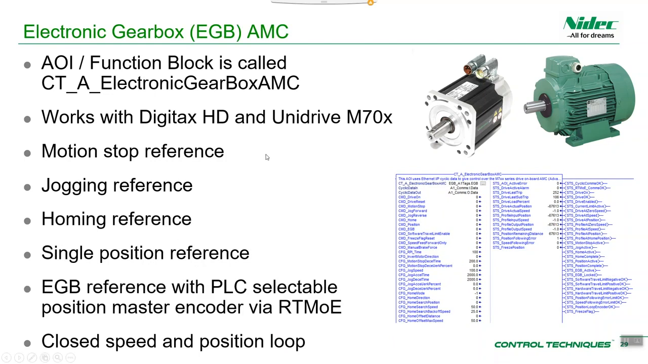Last of all, CTA electronic gearbox AMC. So this is an EGB or digital locking function block, or AOI, for the Digitax HD and Unidrive M70X. Motion stop reference, jogging reference, homing reference, single position reference, so you haven't got 10 individual ones like the positioning reference, but you've still got the ability to dynamically position the axis if you want to. And then last of all, an EGB reference with a PLC selectable position master encoder over our IEEE 1588 RTMoE synchronous communications interface. And again, closed speed loop, closed position loop, so you've got very good shaft control there.